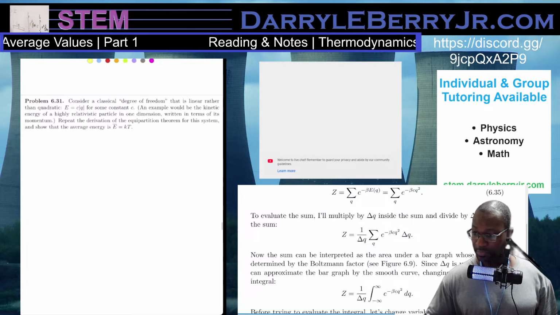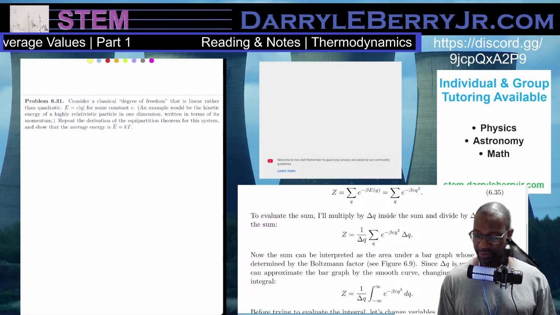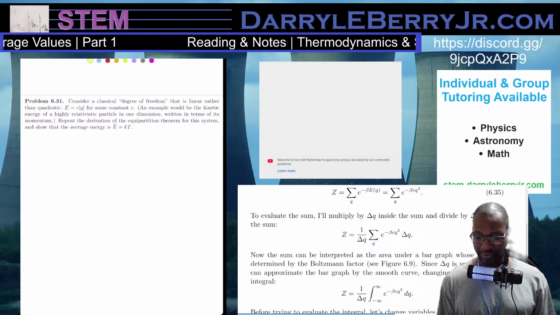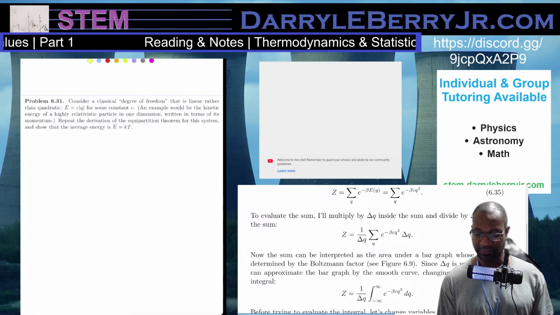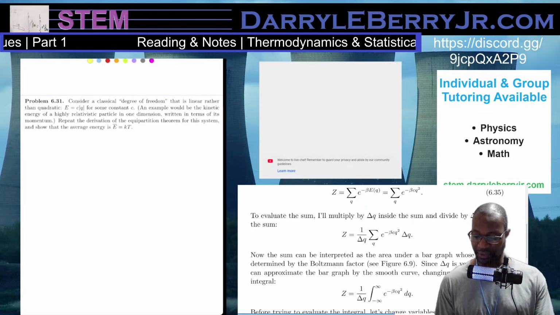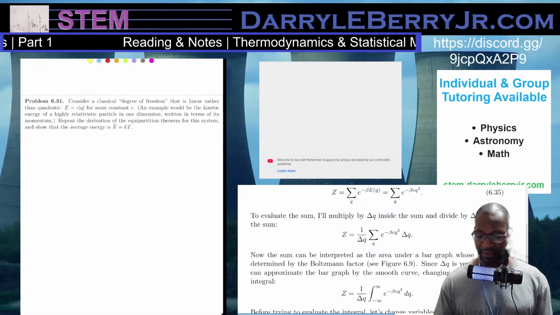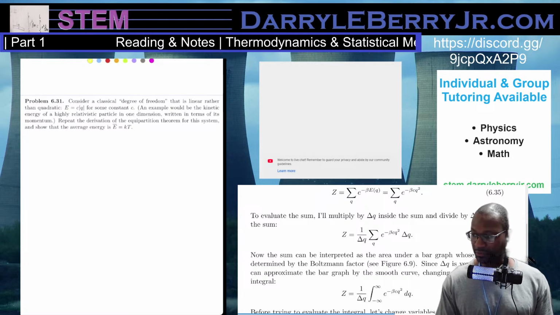So y'all can see the problem there. Consider a classical degree of freedom that is linear rather than quadratic, so E equals cq for some constant c. An example would be the kinetic energy of a highly relativistic particle in one dimension, written in terms of its momentum. Repeat the derivation of the equipartition theorem for this system and show that the average energy is E equals kT.